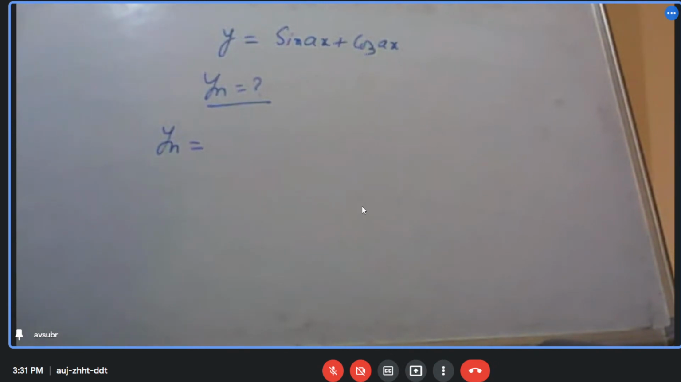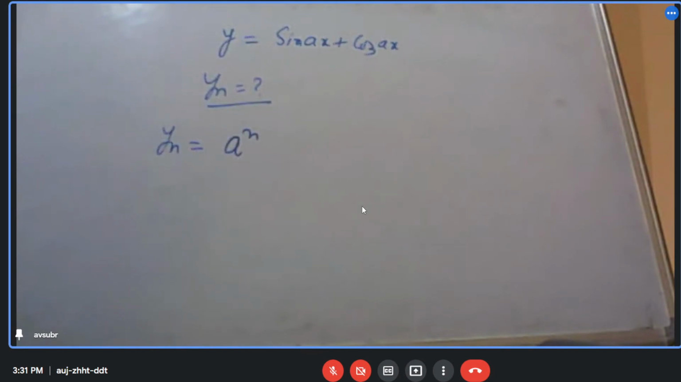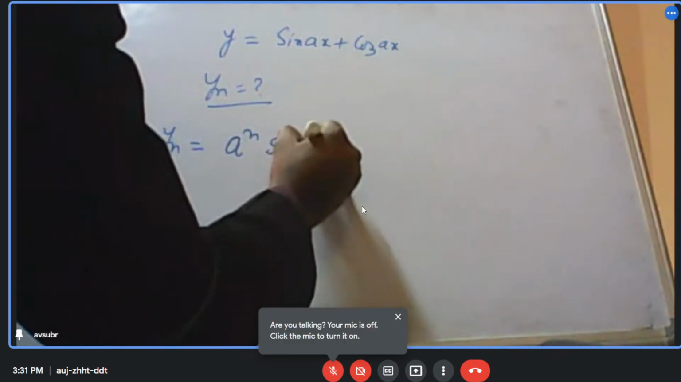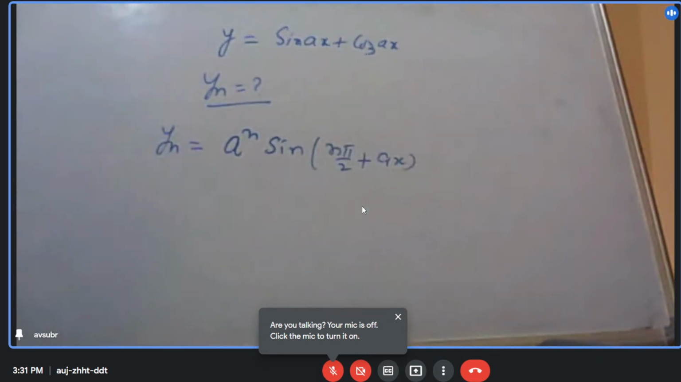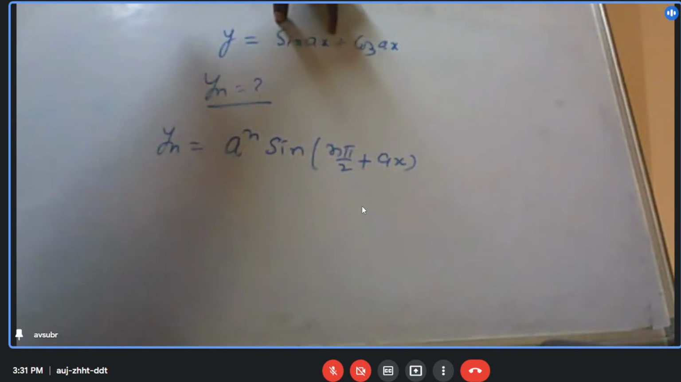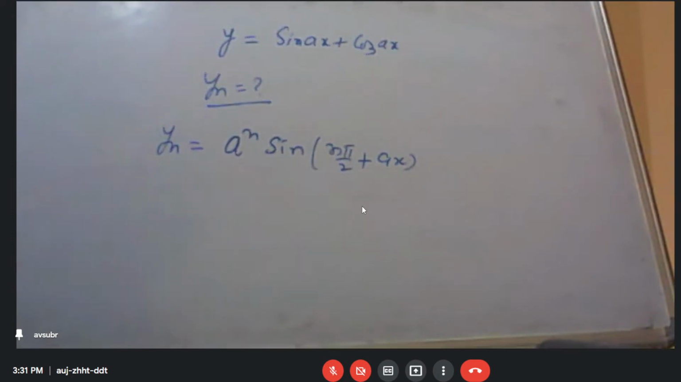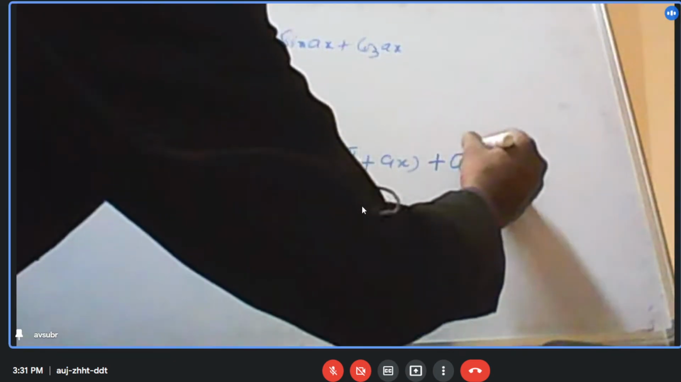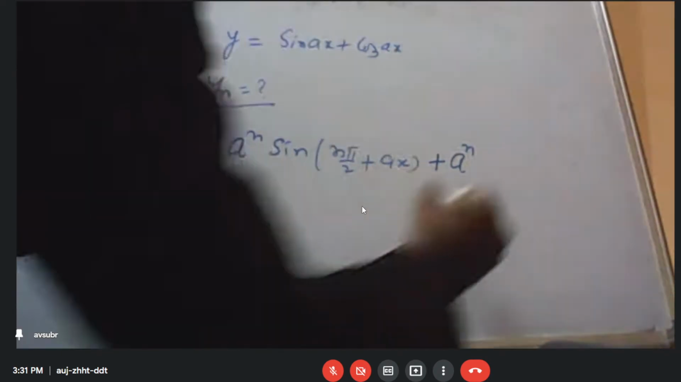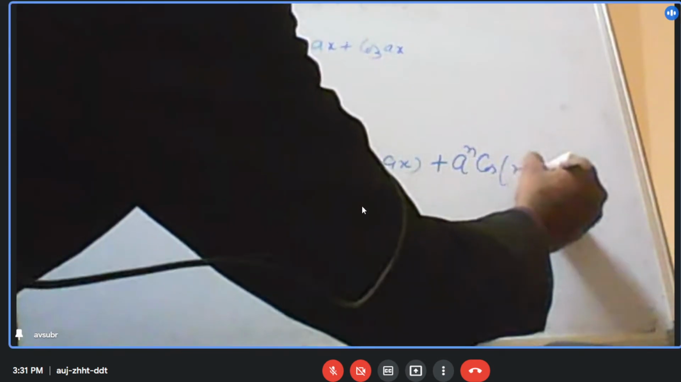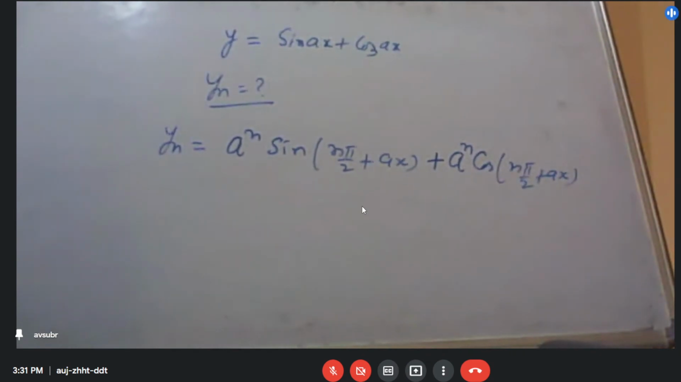So, according to that rule, it should be a to the power n sin(n pi by 2 plus ax). This is what the nth derivative of this will be. Is it okay? Plus, what will be the next? a to the power n cos(n pi by 2 plus ax).